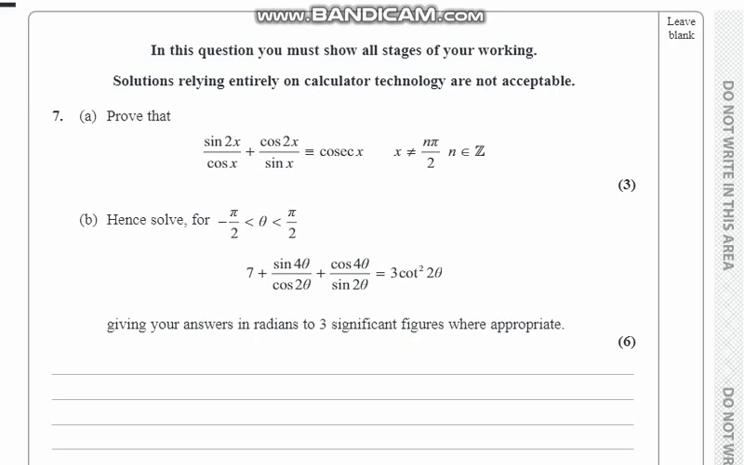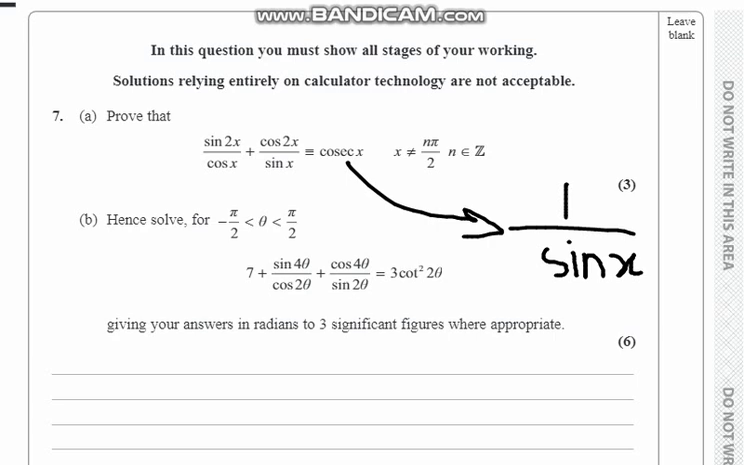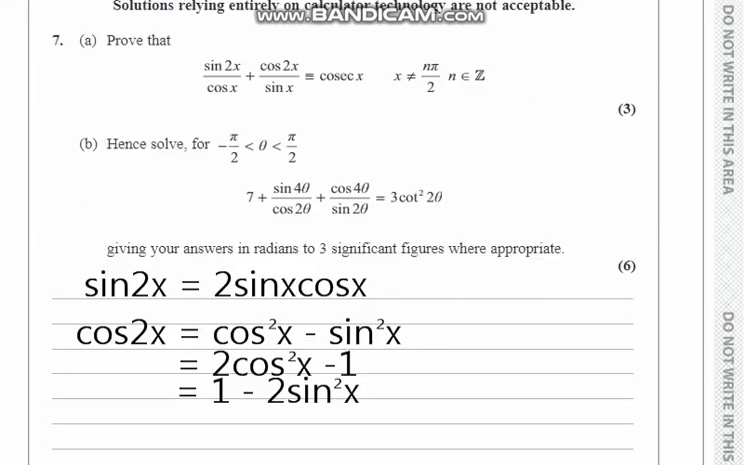So for cosec x, that's 1 upon sin x, and for sin 2x, that is 2 sin x cos x, and for cos 2x it has three different identities. There you go: cos square x minus sin square x, 2 cos square x minus 1, and 1 minus 2 sin square x. I'll give you one hint for this question here.